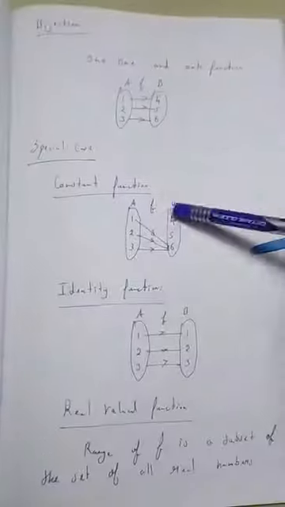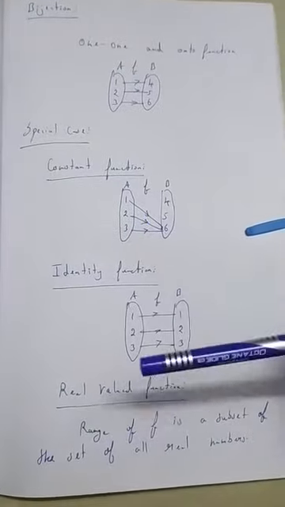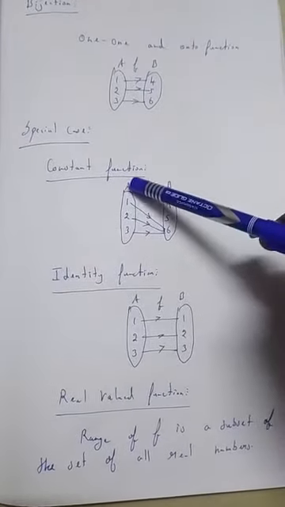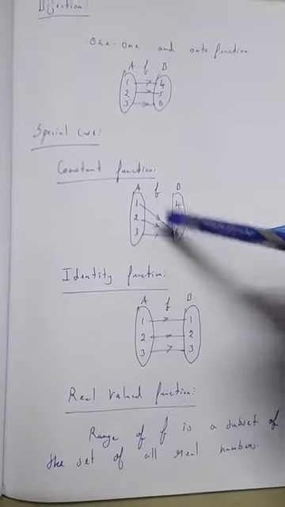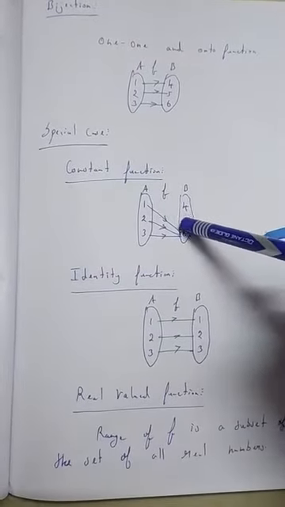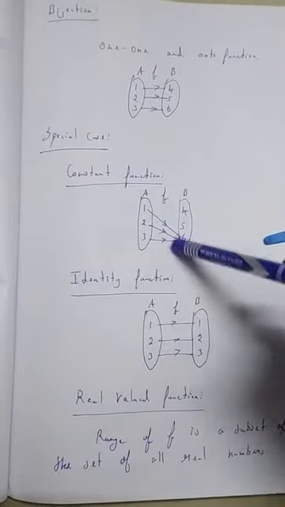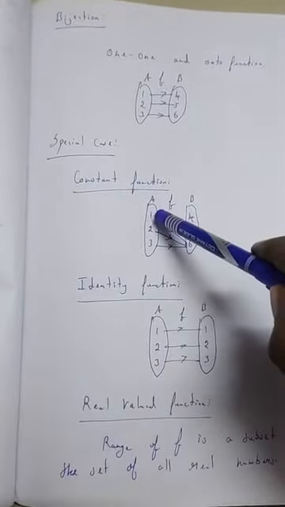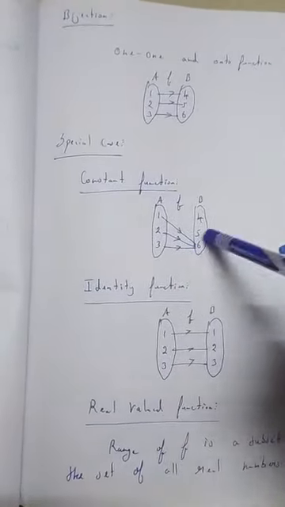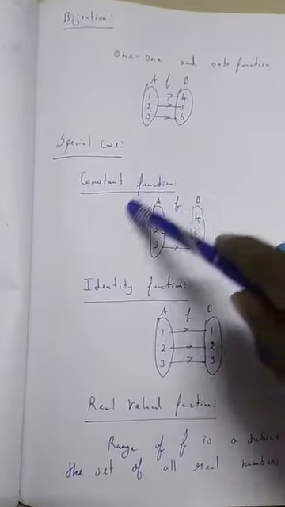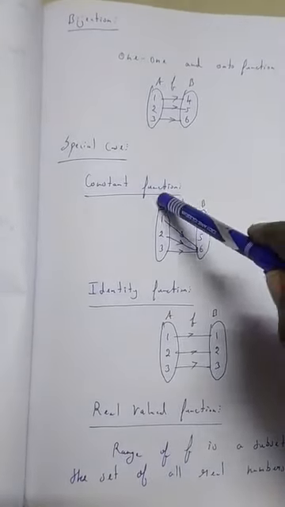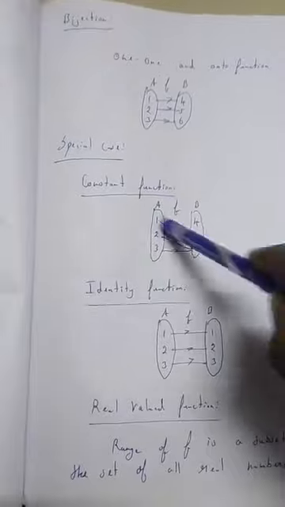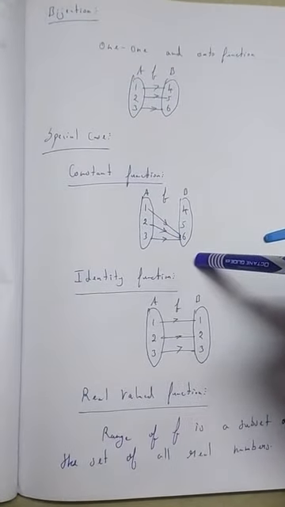Other than these functions, we have some special cases. There are constant function, identity function, real valued function. Constant function is nothing but we have a common image for all the elements in the domain. All the elements in the domain have a constant image in set B. So let's check this example. 1 has an image, 2 has an image, 3 has an image. 1 has only one image, 2 has only one image, 3 has only one image. Therefore, it is a function. But all the elements in the domain have the same constant image in set B, right? Therefore, it is called constant function, right?